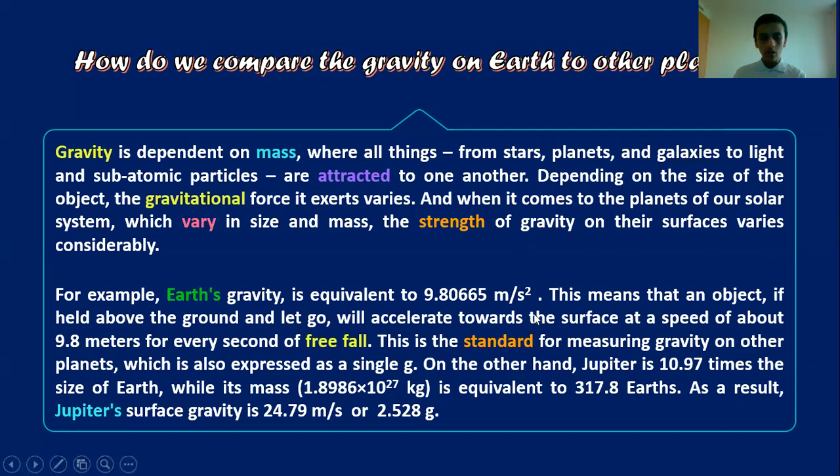This means that an object, if held above the ground and let go, will accelerate towards the surface at a speed of 9.8 meters for every second of free fall. This is the standard for measuring gravity on other planets. And on the other hand, Jupiter is 10.97 times the size of Earth, while its mass is equivalent to 317.8 Earths. As a result, Jupiter's surface gravity is 24.79.